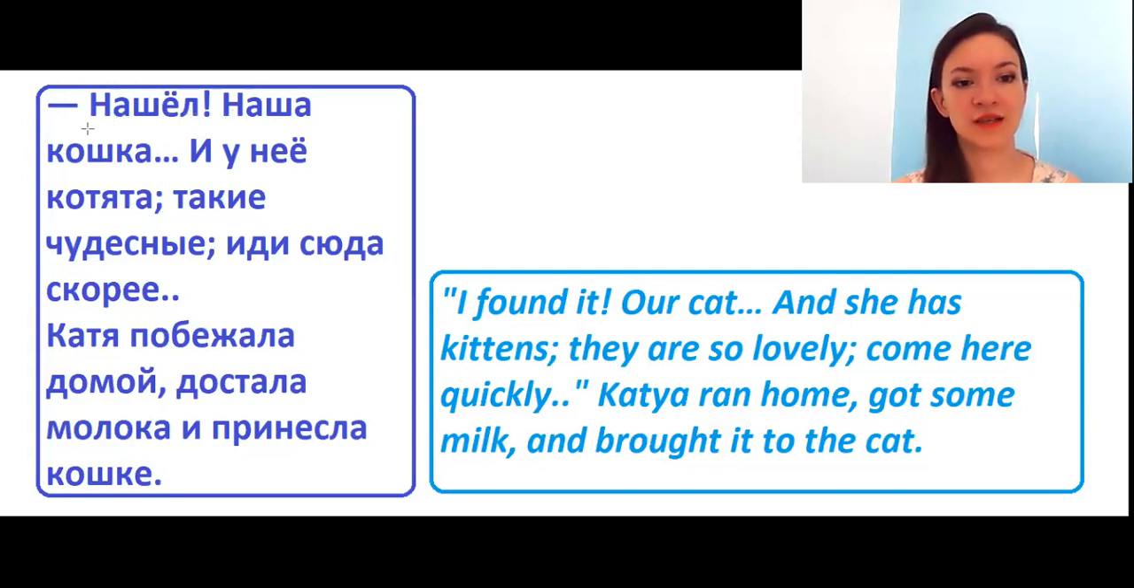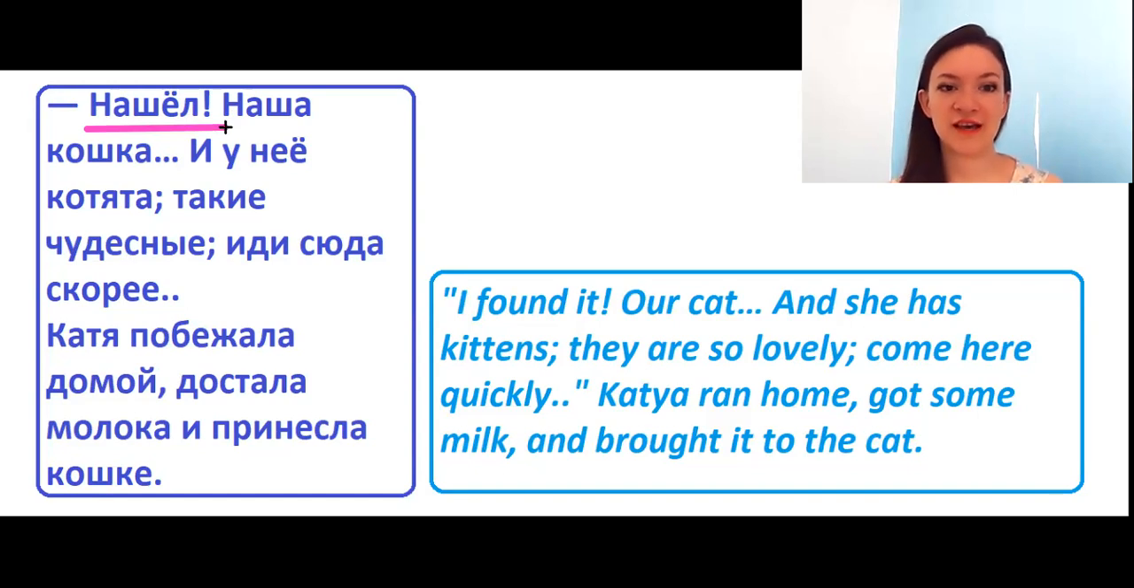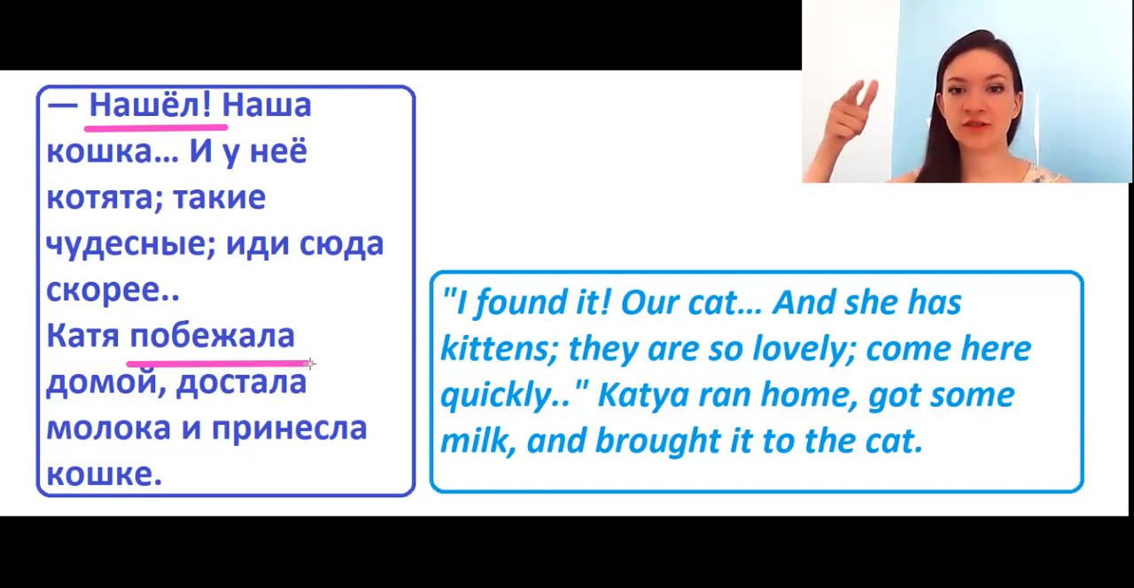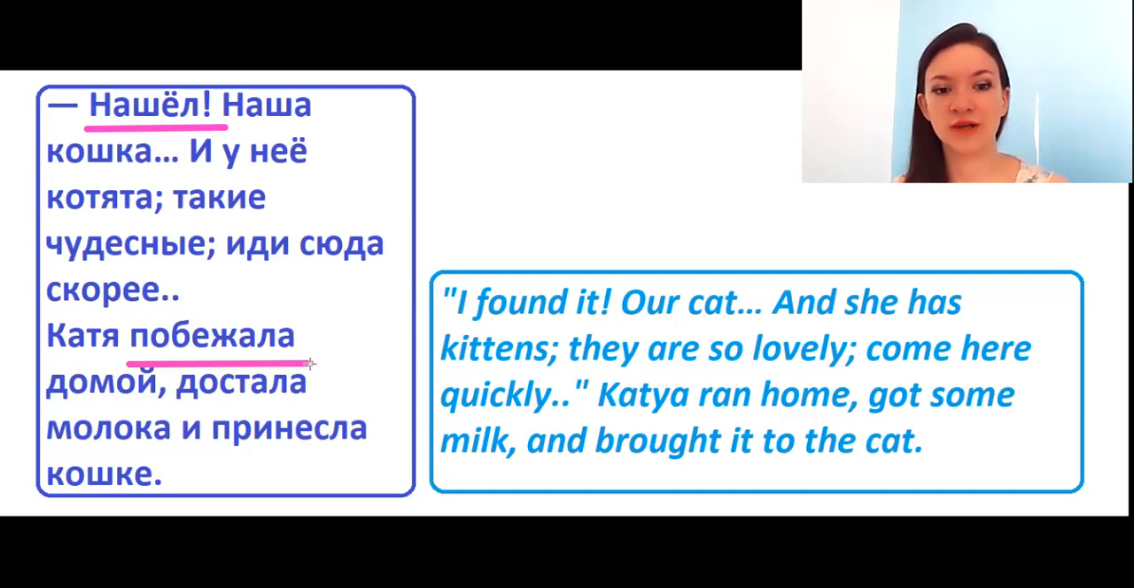Нашел. It is perfective. Found. Because here he has, of course, the result. He found the cat and kittens. Катя побежала домой. This is the finished action that happened only once. She started to run home.